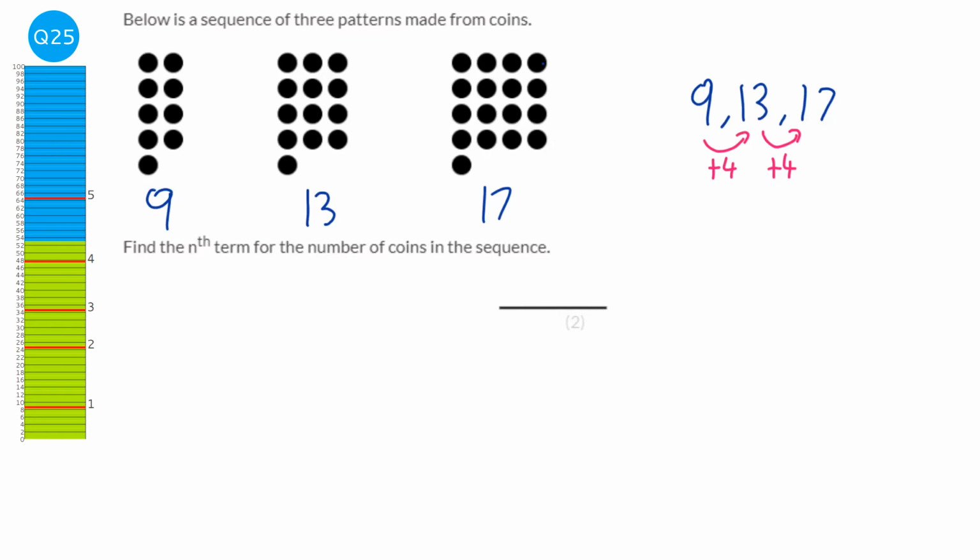That means our sequence will involve 4n. Then we go backwards 1 to find the 0th term, so we're going to take away 4. So 9 take away 4 is 5. So the 0th term is 5, and the 0th term just tells us what to add on to the 4n. So 4n plus 5 will be our answer.